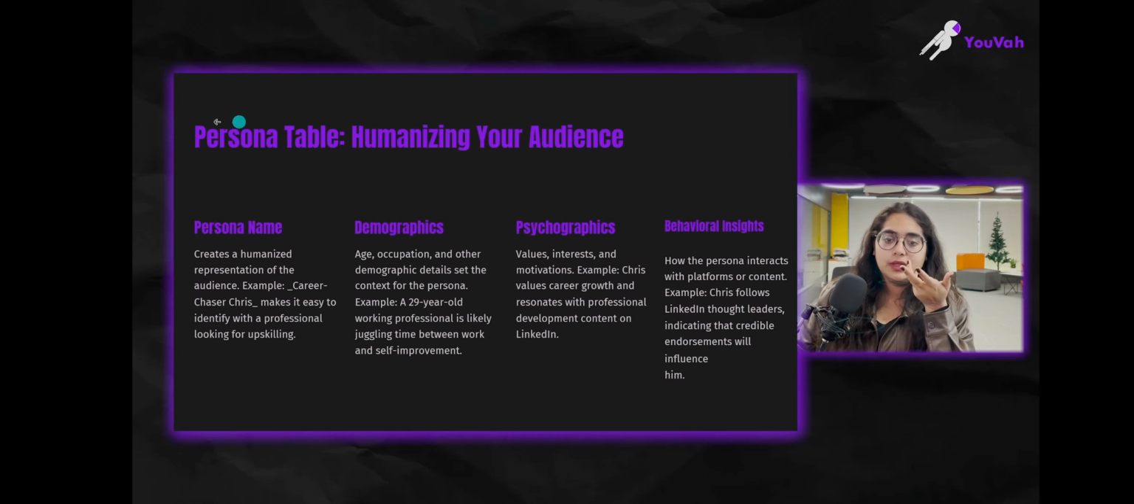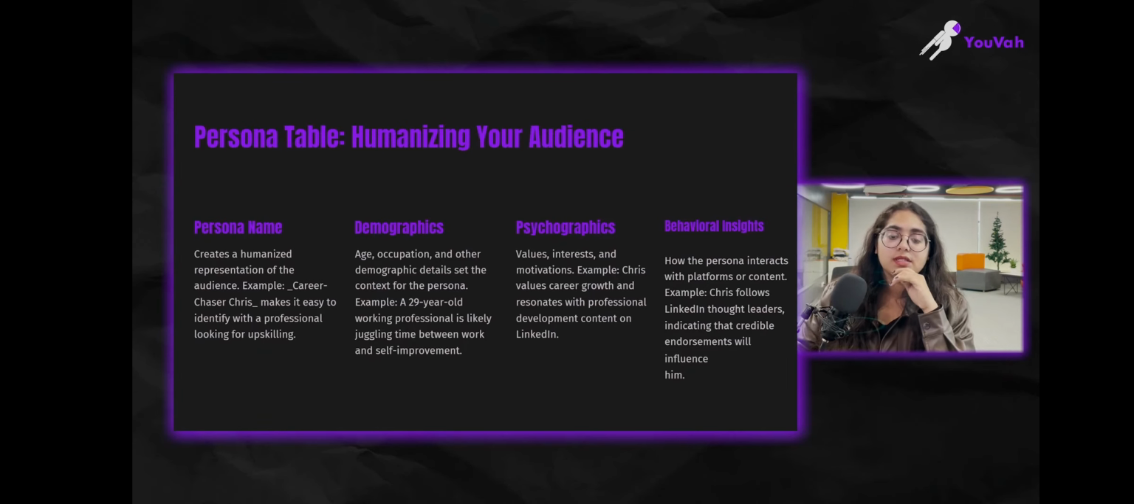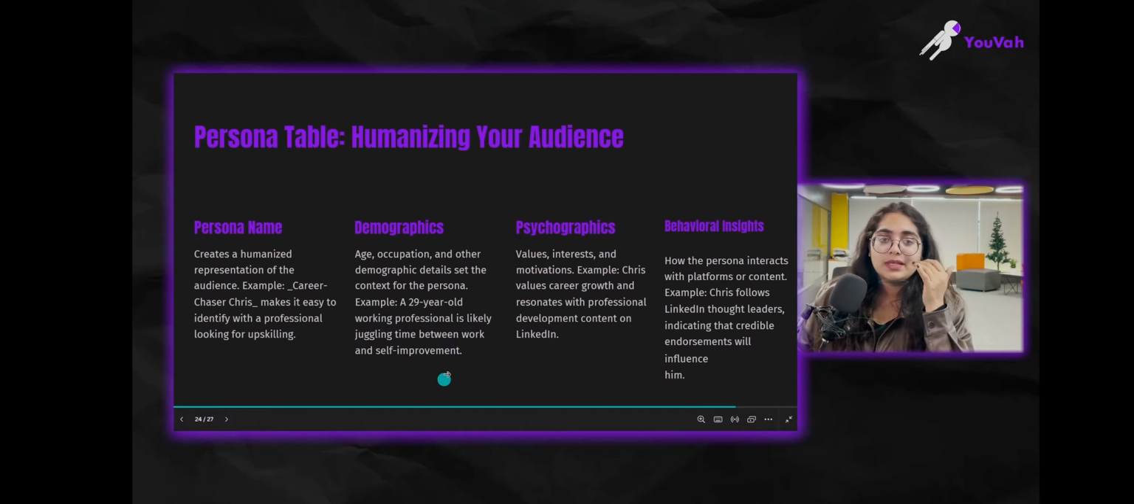Now comes the persona table, right? When I talk about your audience, this is basically what you did for the brand, right? So you do a competitor analysis. Now if I have to know about the persona, we just named a particular person Chris, to make it easily identifiable, right? Now demographics: we have decided this person's age, occupation, and other details. So it's a 29-year-old woman. She's a working professional juggling between work time and self-improvement. She wants to go for career advancement.